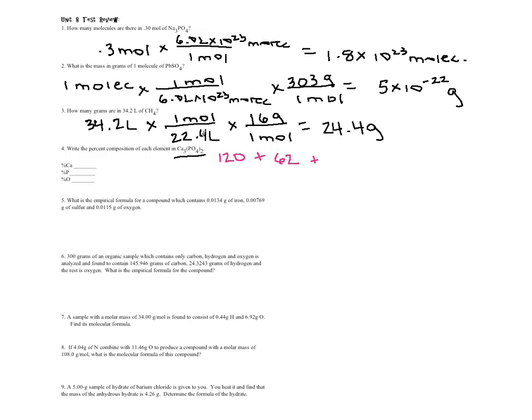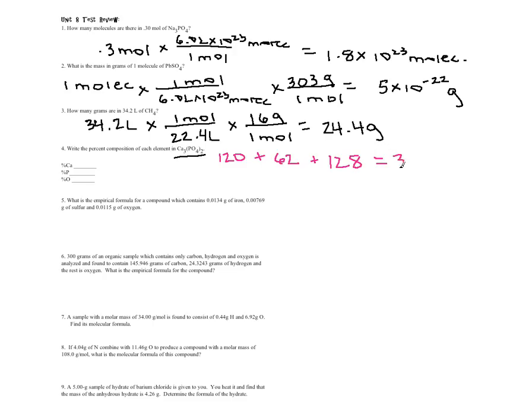Then oxygen, how many oxygens do you have? Well, you actually have 8, right? Because 4 times 2 is 8, so it's going to be 8 times 16, because that's the atomic mass of oxygen, so it's going to be 128. So the total, when you add all of this up, 120 plus 128 plus 62 gives you 310.